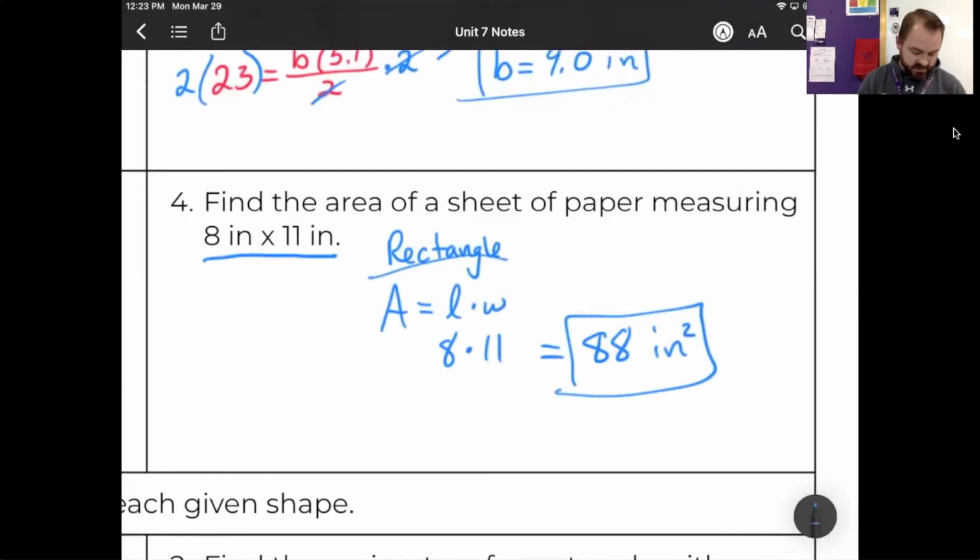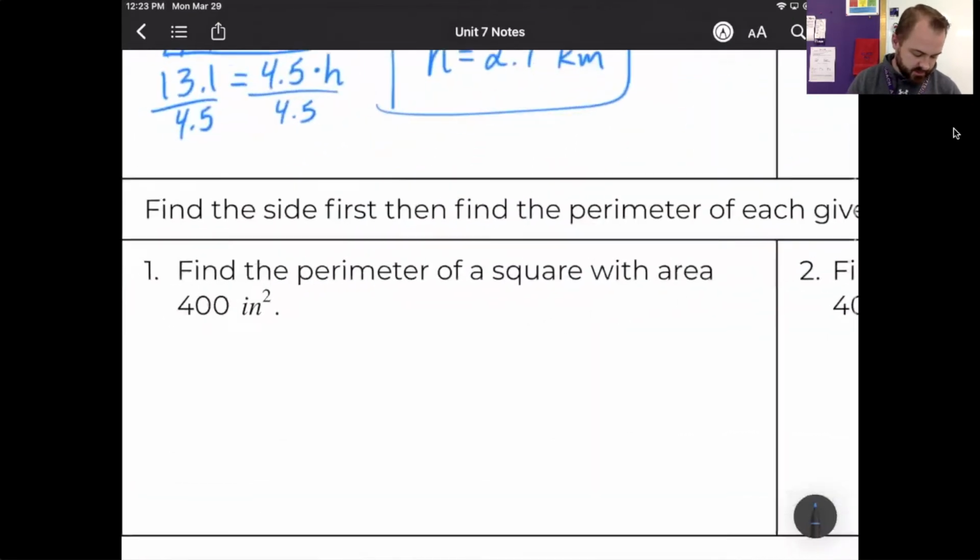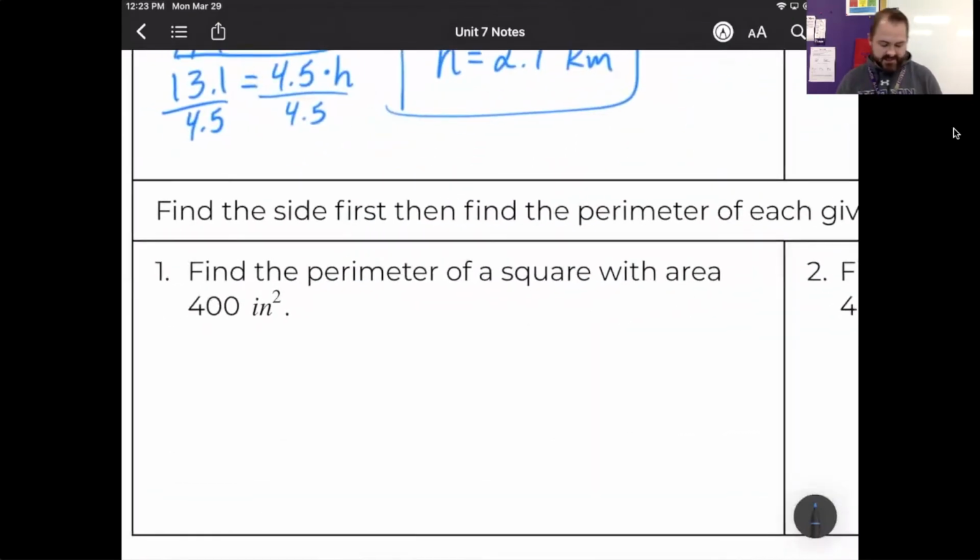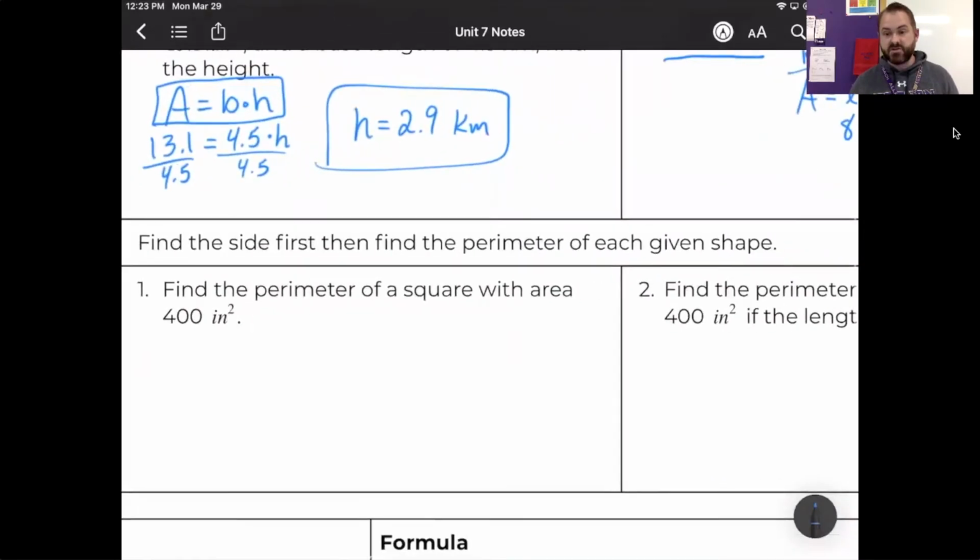All right, so let's move on to our next couple problems. It says find the side first, then find the perimeter of each given shape. Okay, so we're going to start with the area measurement of a specific shape, in this case a square, and we're going to work backwards to find the side and then use that side to find the perimeter. Remember, the perimeter is just the sum of all the sides.